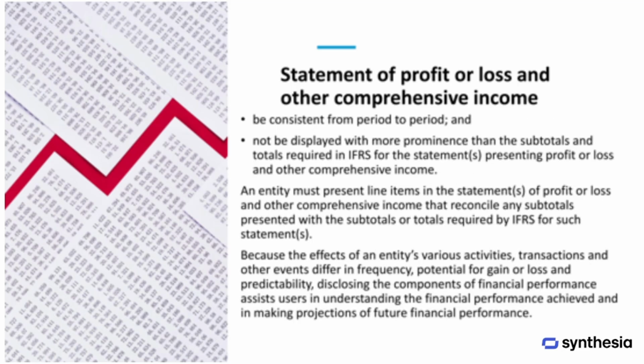An entity must ensure that subtotals presented in the statements of profit or loss and other comprehensive income are consistent from period to period. Additionally, these subtotals should not be displayed with more prominence than the subtotals and totals required by IFRS for such statements. The entity must also present line items in the statements of profit or loss and other comprehensive income that reconcile any subtotals presented with the subtotals or totals required by IFRS.